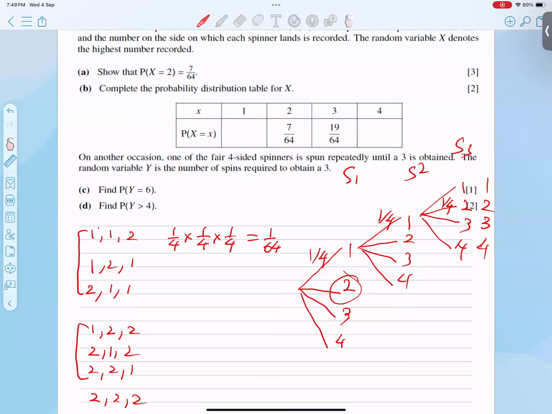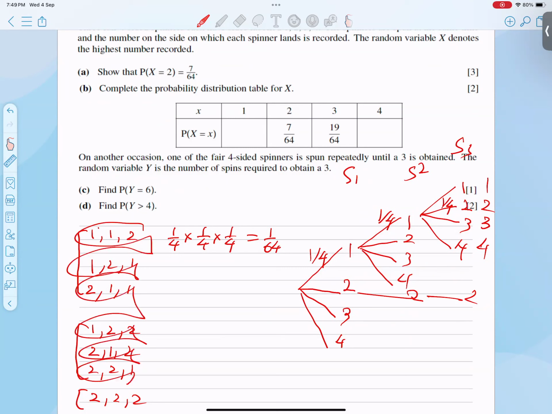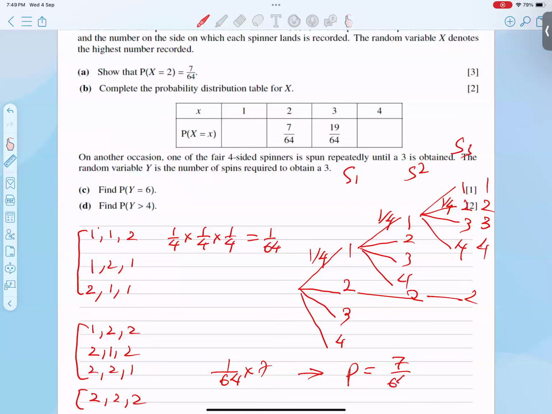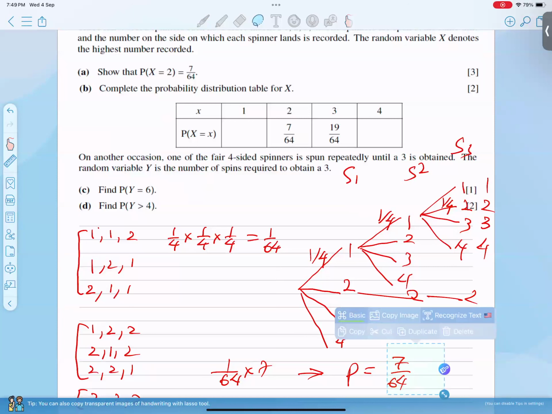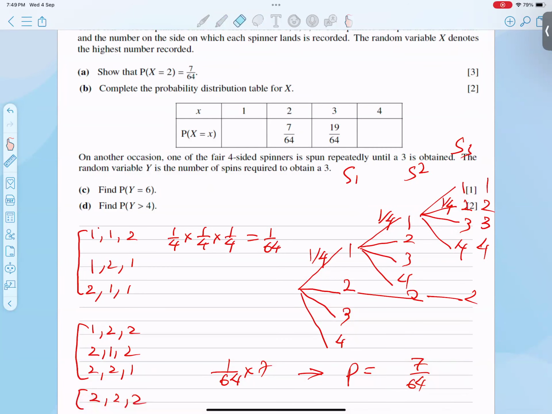If the first spinner lands on 2, the second lands on 2, and the third lands on 2 also, what is the score? The highest score is 2, so I count 2. So there are a total of 7 branches. Count: 1, 2, 3, 4, 5, 6, 7. Now I can write it easily, students. The answer 1 by 64 multiplied by 7 gives the probability 7 over 64. So the probability that X is equal to 2 is 7 over 64.